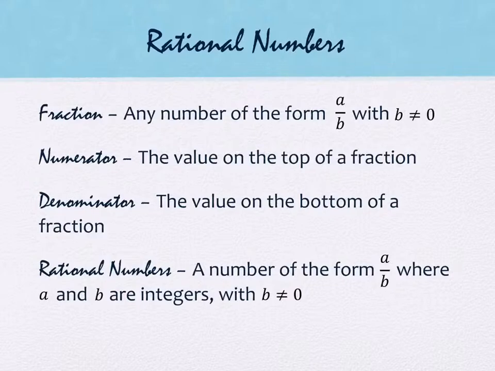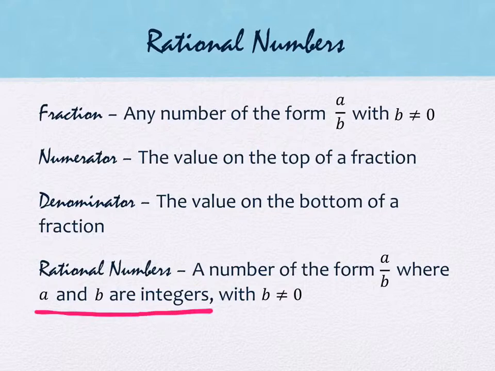Now rational numbers are actually a number of the form a over b, or it can be written in the form a over b. But specifically, a and b have this extra condition. What's that condition say? Yeah, a and b are integers.